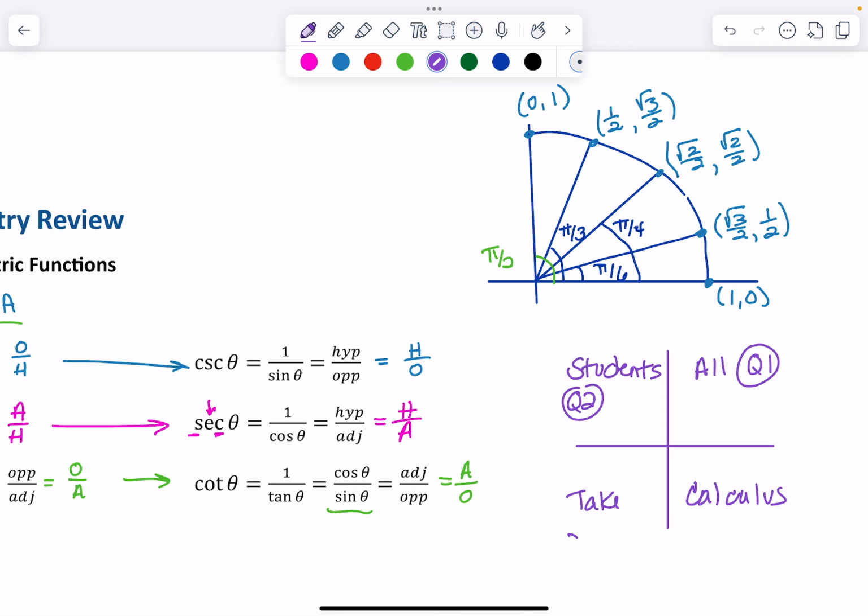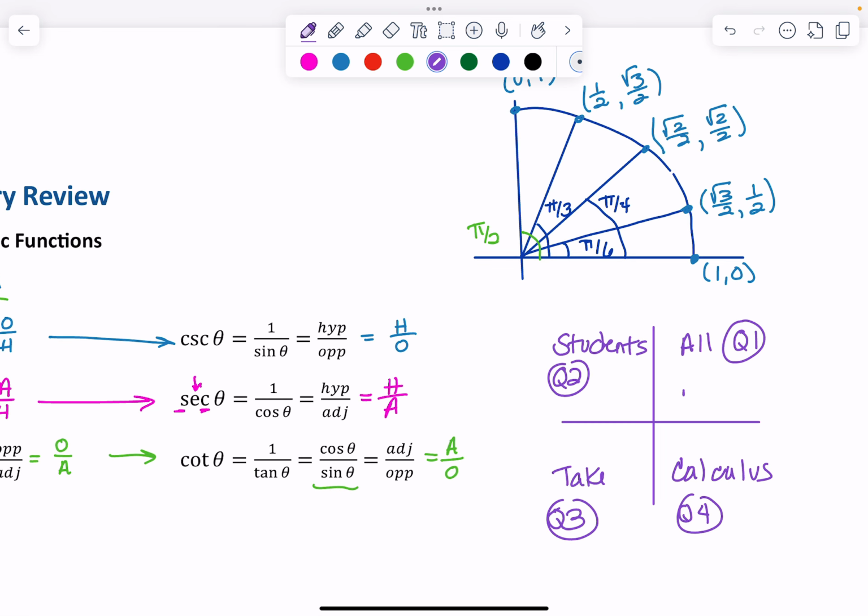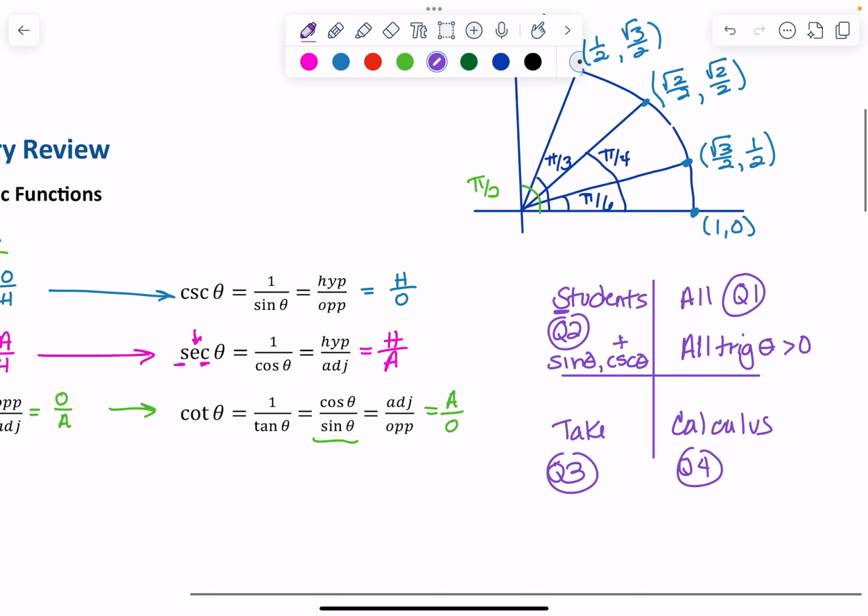Quadrant 3. There we go. And quadrant 4 right here. In quadrant 1, all trig functions of theta are greater than 0, so all of them are positive. Over here in the second one, I'm going to key off of the S, so that means that sine theta and its friend cosecant theta are both greater than 0, so those are positive.